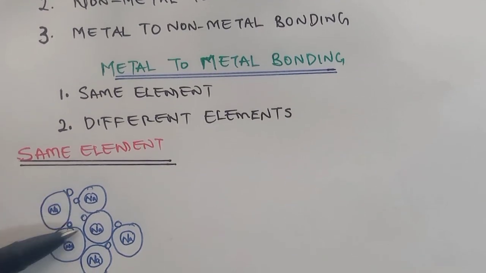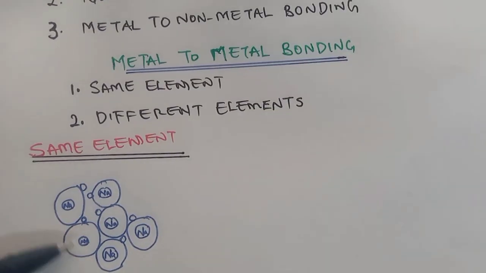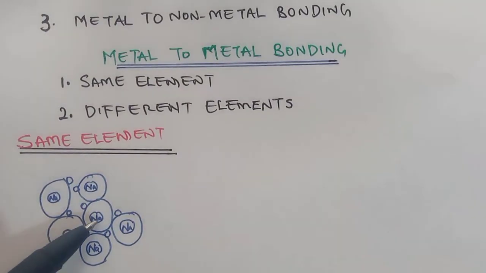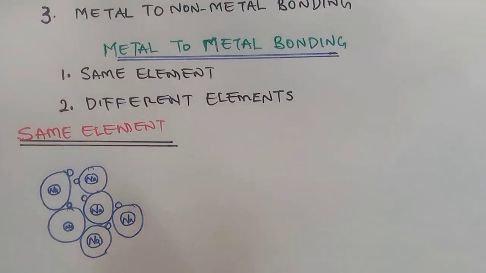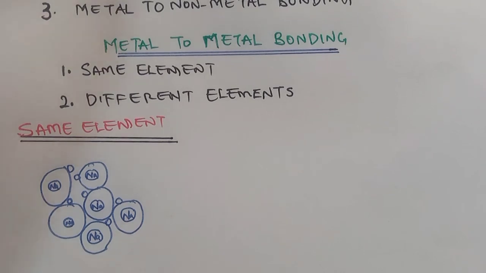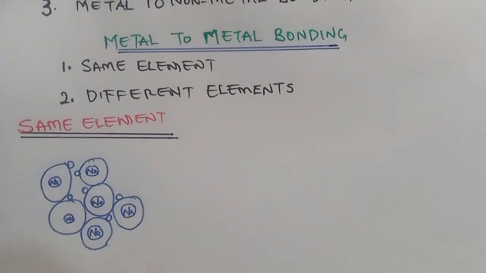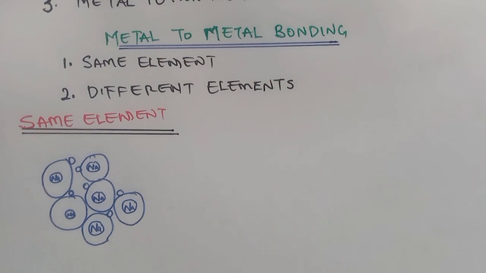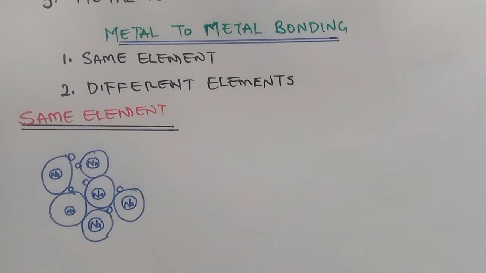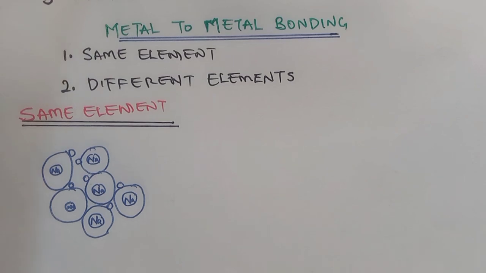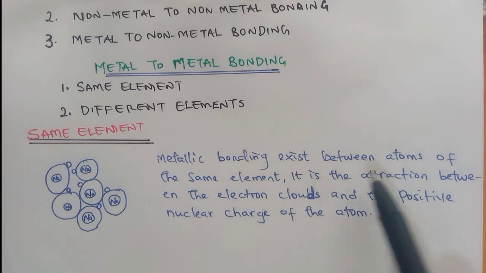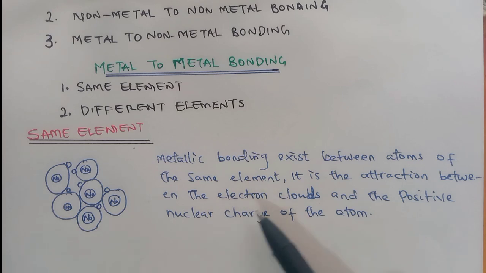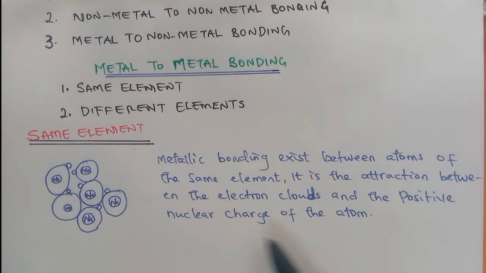Now the forces between this cloud of electrons and the nuclear charge, that is the proton charge of the metal or element, is what we mean by metallic bonding. So metal to metal in the same element gives us metallic bonding. Metallic bonding exists between atoms of the same element. It is an attraction between the electron clouds and the positive nuclear charge of the atom.